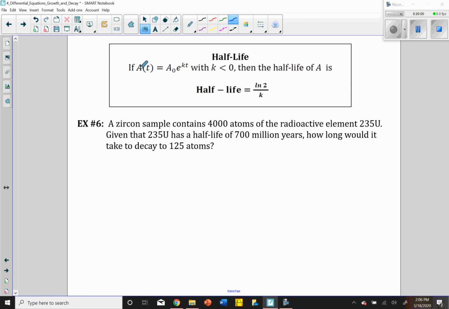is if you have our model y equals ce to the kt, where a sub t is a final amount and a sub naught is an initial amount, then the half-life of the amount is going to be the natural log of 2 divided by k. So in this example, a zircon sample contains 4,000 atoms of the radioactive element 235U. If we're given that 235U has a half-life of 700 million years, how long would it take to decay to 125 atoms? That's our problem.